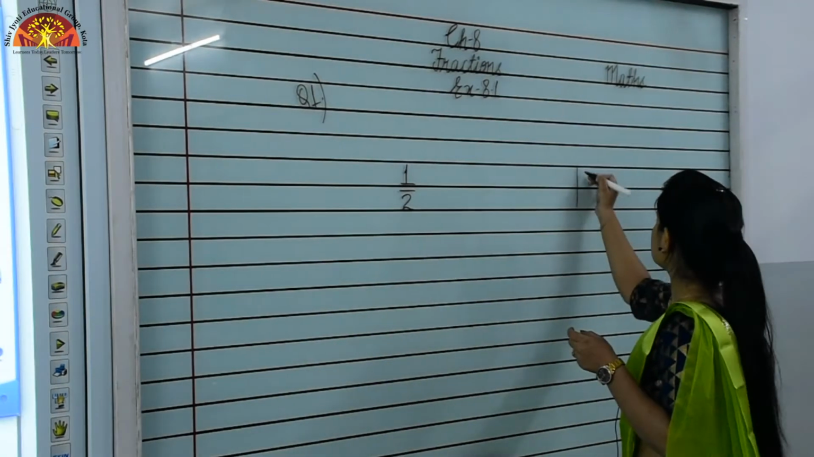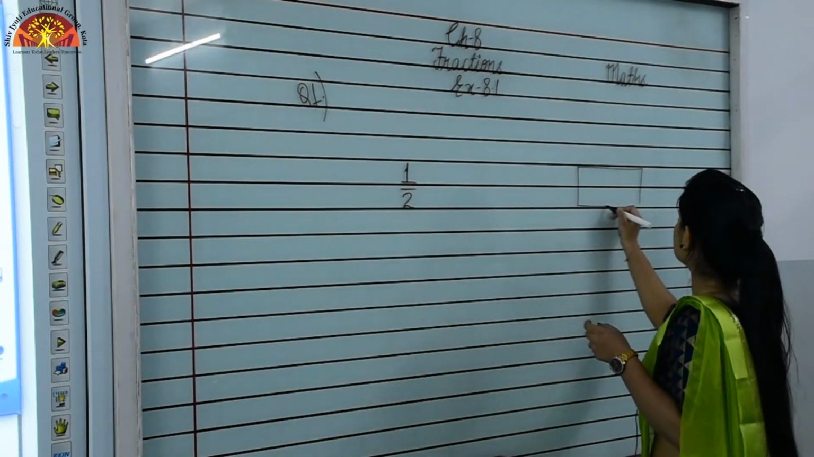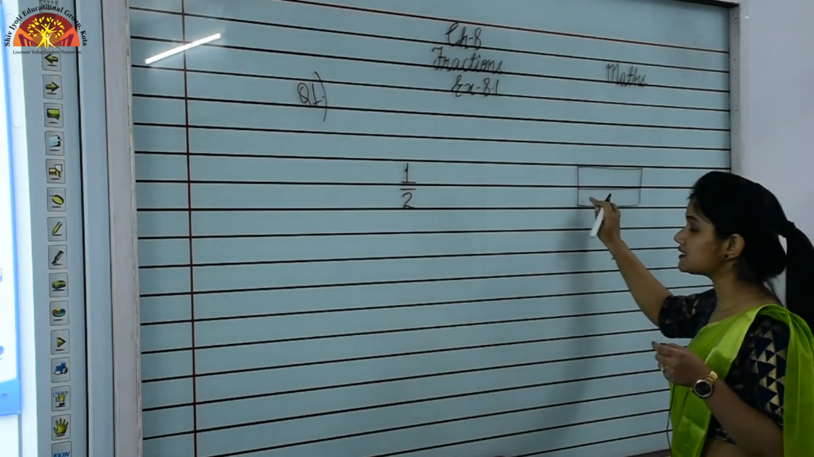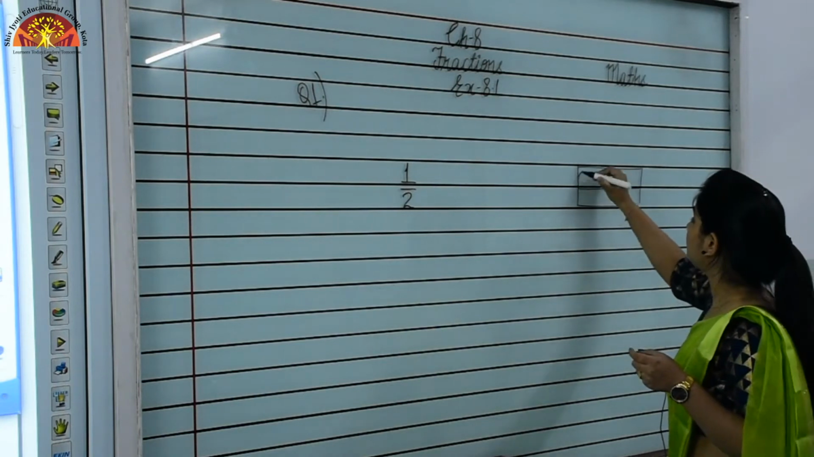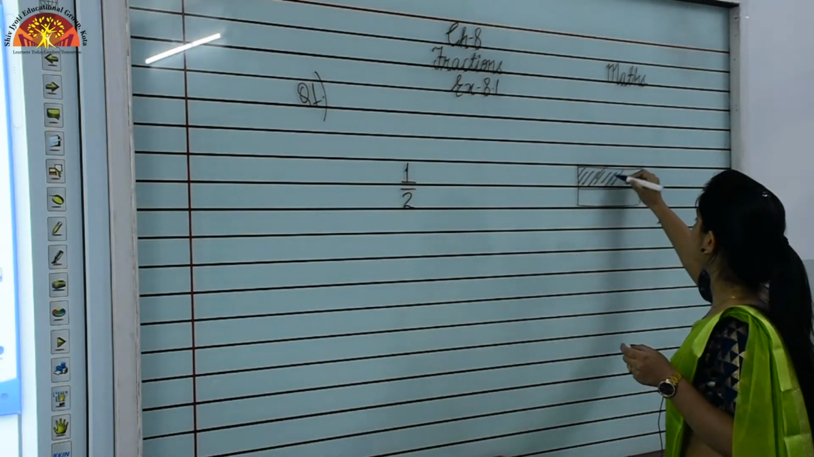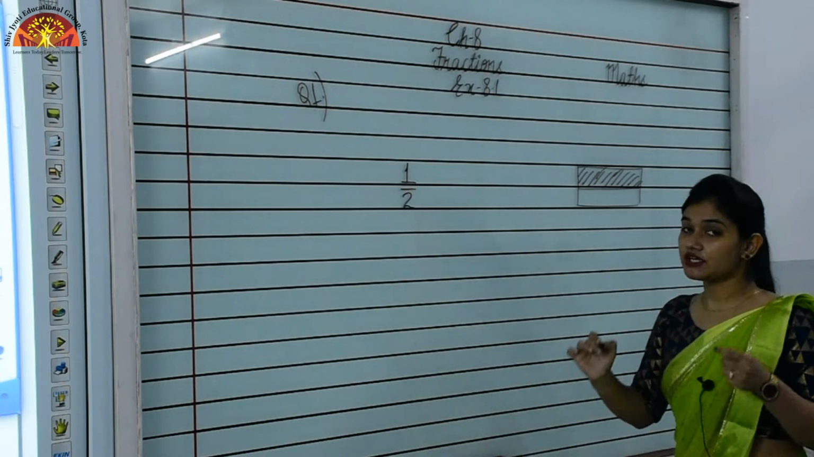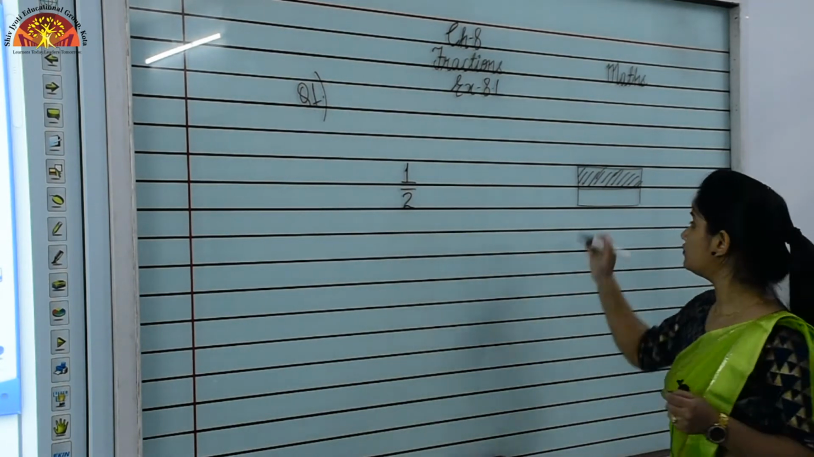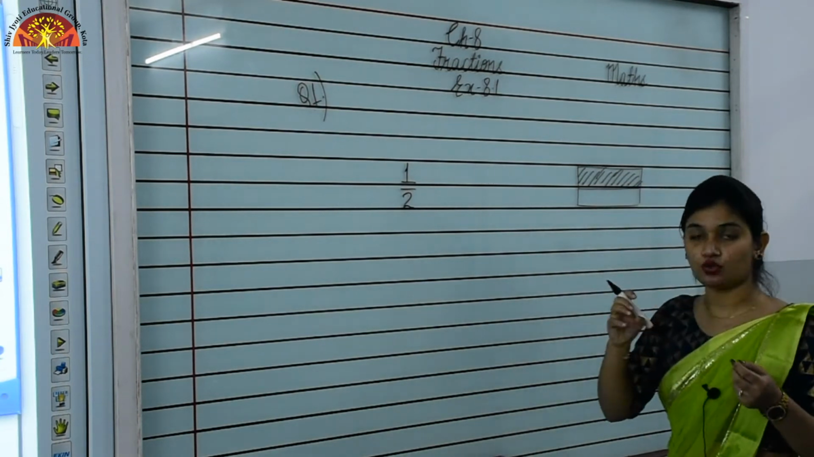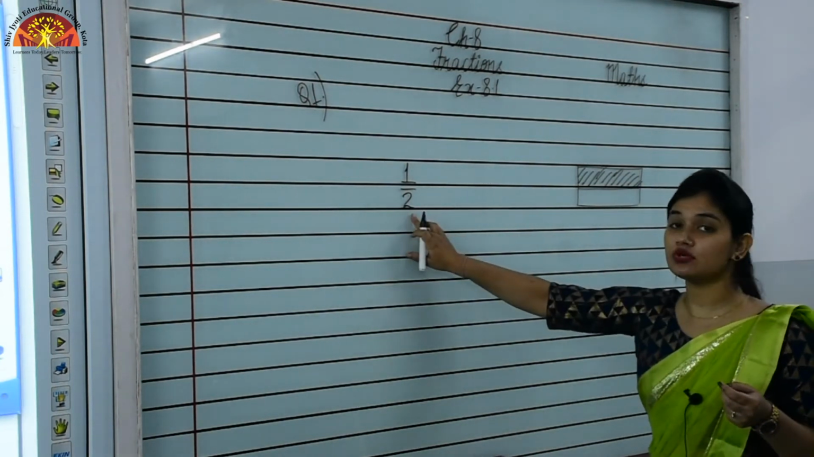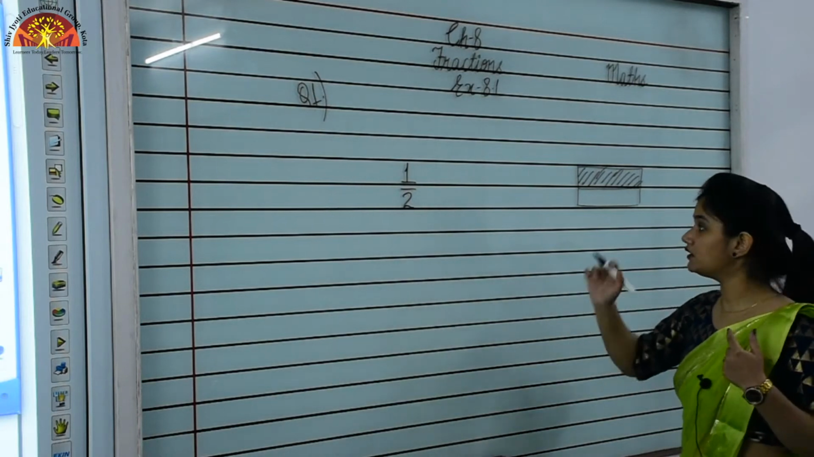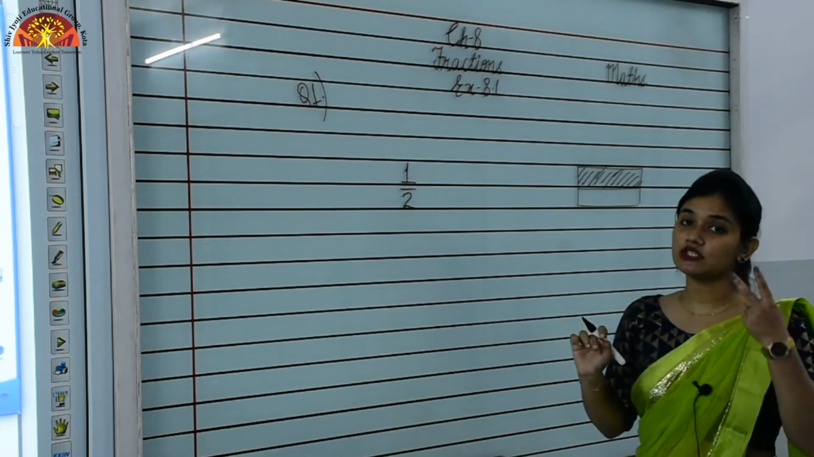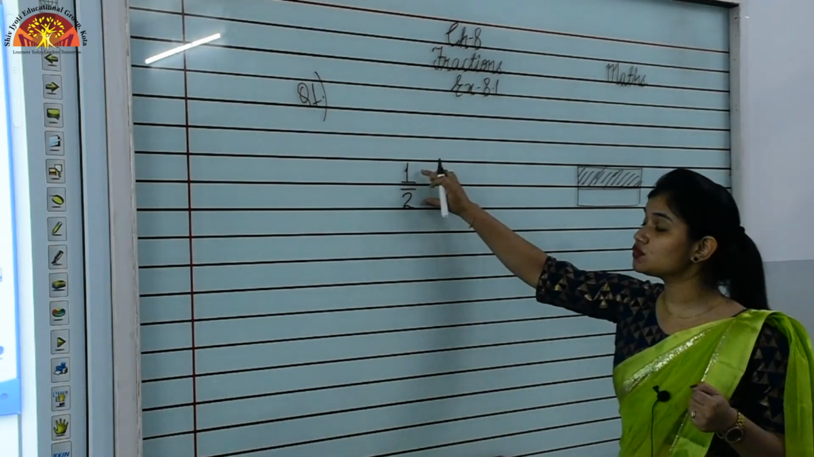1 upon 2 means you can see in this rectangle there are 2 parts, the first part and the second part, and you can see the first part is colored. So the fraction will be 1 upon 2. 1 is the numerator, which is showing the colored part, and 2 is the denominator, which is showing the total number of parts. You can see 1, 2, total number of parts are 2. Okay students, so the fraction is 1 upon 2.